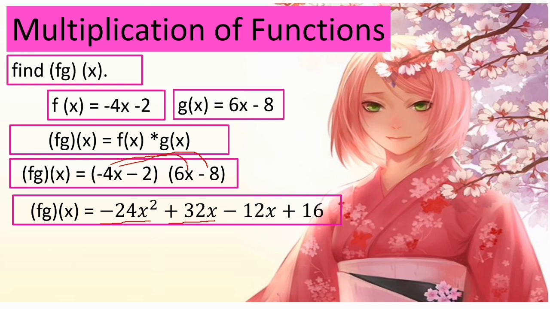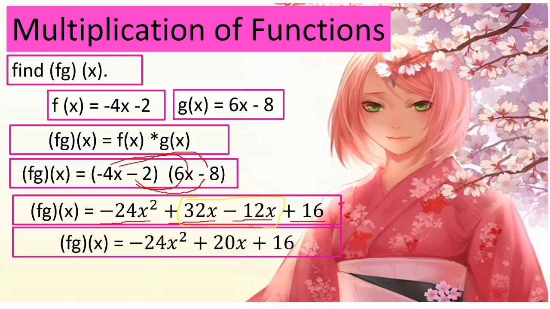Next, negative 2 times 6x is equal to negative 12x. And negative 2 times negative 8, that is positive 16. So, we use the FOIL method. So, combine like terms tayo. So, saan dito yung pagsasamahin natin? Ang pagsasamahin natin dito ay yung 32x and 12x. Ito po yun. So, 32x minus 12x is equal to 20x.